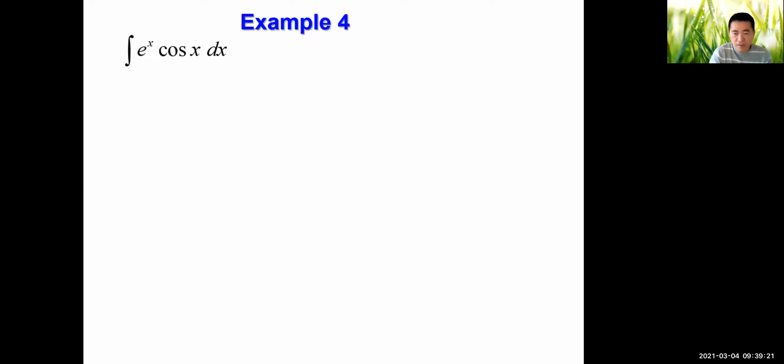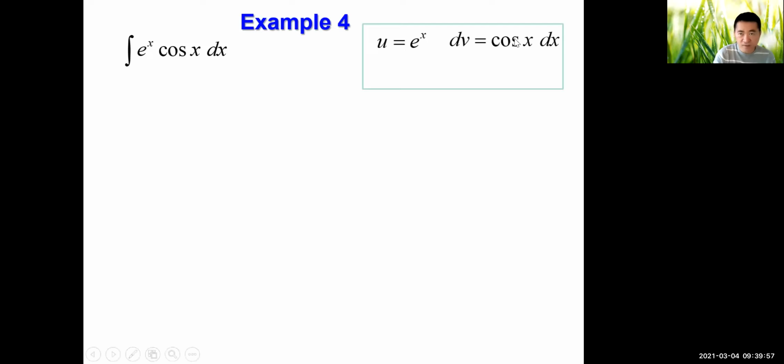In this particular case, u is e to the x. You see this one is exponential and that is trig. So if you have LIPET, E comes before T, so you let u be e to the x. Okay, so let's do the setup here. If u is e to the x, then dv is the rest, cosine of x dx.